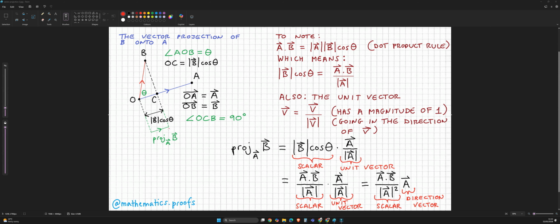look like this green vector over here, and we can clearly see it has the magnitude of B times cos theta. This green vector is clearly going in the same direction as the vector A. You can see that they have exactly the same slope. So this is how to derive the vector projection of B onto A.